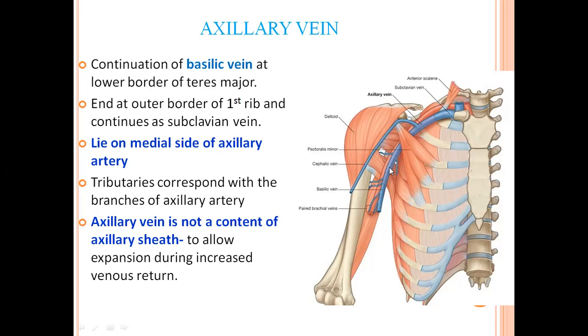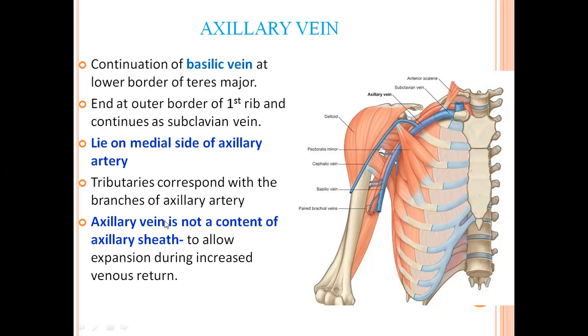The tributaries correspond to the branches we have seen: superior thoracic, acromiothoracic, lateral thoracic, subscapular, anterior circumflex humeral, posterior circumflex humeral. These were the branches we studied with the axillary artery. Instead of the word artery, just change it to vein. So the names are superior thoracic vein, acromiothoracic vein, lateral thoracic vein, subscapular vein, then anterior and posterior circumflex humeral veins. All these veins drain into the axillary vein, which finally drains into the subclavian vein.